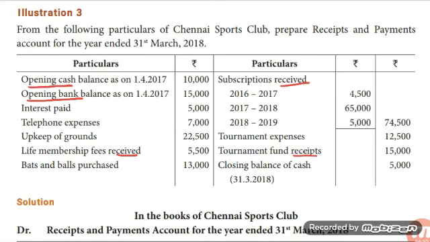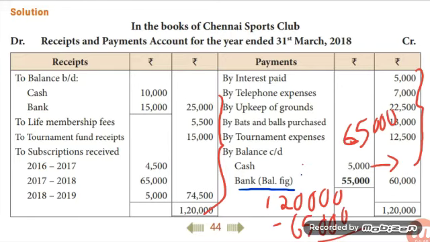Then we have closing cash balance. Cash balance is given in the question. So enter the closing balance of cash on the credit side of receipts and payments account as By balance carried down. Then in the next line write cash. Write the amount 5,000 in outer column. Okay children, how can you enter the closing balance? By balance carried down, cash balance is given in the question. So write cash, write the amount in outer column.